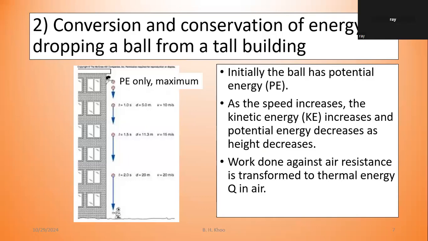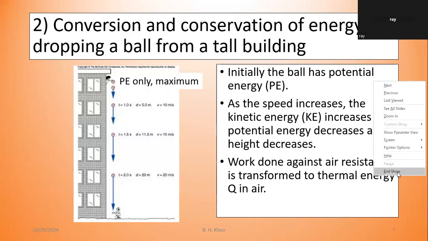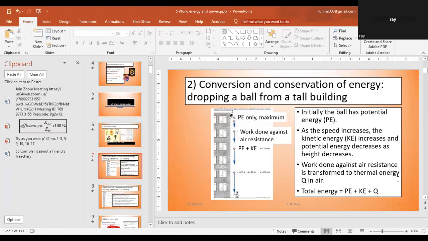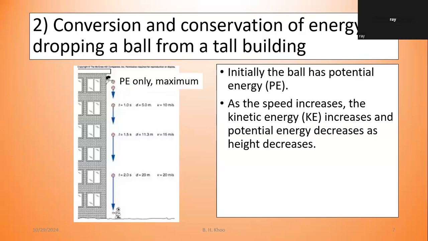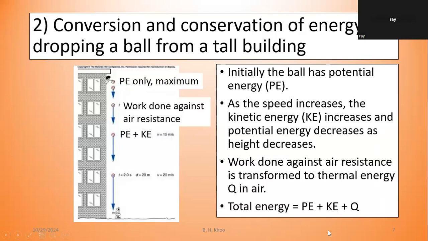Right? There's going to be work done against air resistance. So as the speed increases, the work done against air resistance is going to be greater. So you should be able to write out the formula. Right? The equation, total energy at any time is potential energy plus kinetic energy plus Q. Q is your thermal energy.